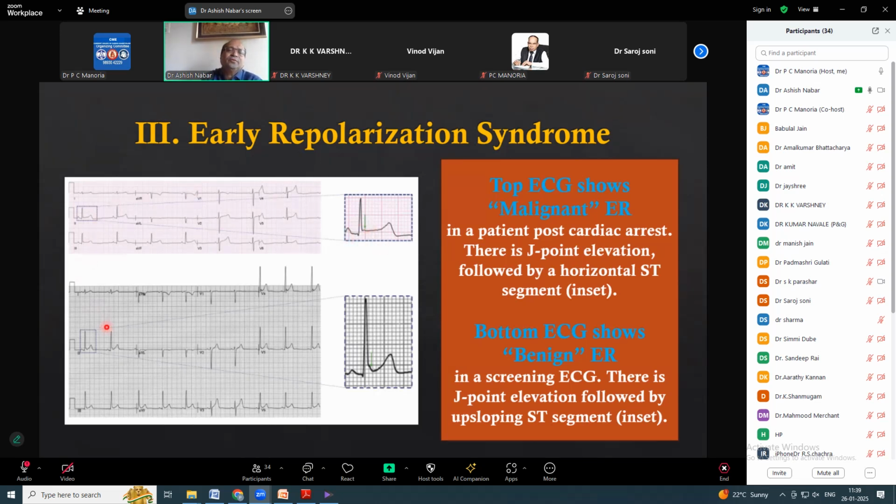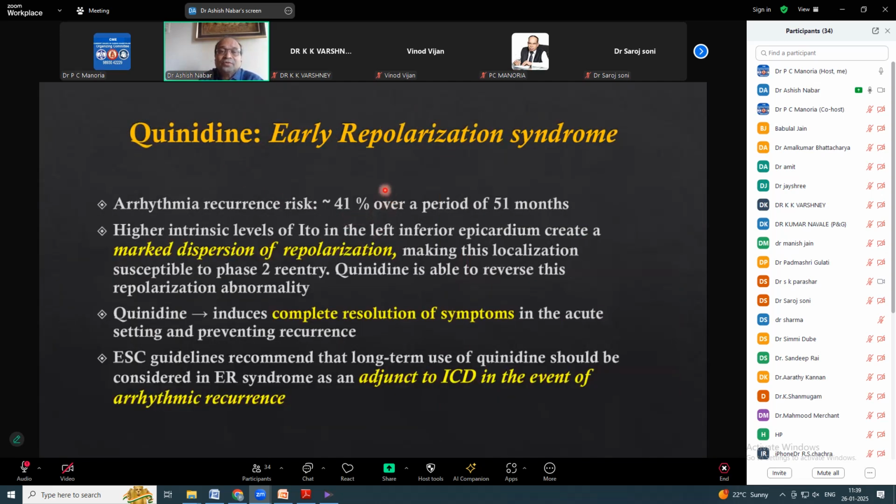So for a long time we took early repolarization as a relatively benign scenario, but if you see this kind of early repolarization with a flat ST segment, and more so if it happens after resuscitating from a sudden cardiac arrest, then it is an important matter, and these patients have a high risk of recurrence. So almost 41% risk of recurrence in the next 4 years or so. And therefore, once again, here, quinidine is recommended as an adjunct to ICD.